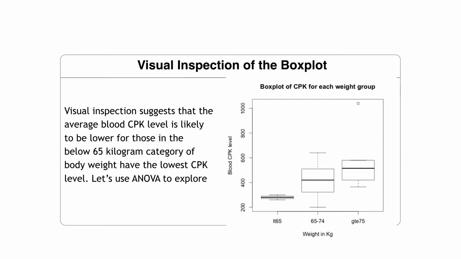So you have a visual inspection which suggests that the average blood creatine phosphokinase level is likely to be lower for those in the below 65 kilogram category, and there's almost a monotonic increase in blood CPK as the weight increases. People with the lowest body weight had the lowest concentration of CPK, and correspondingly it just went up.